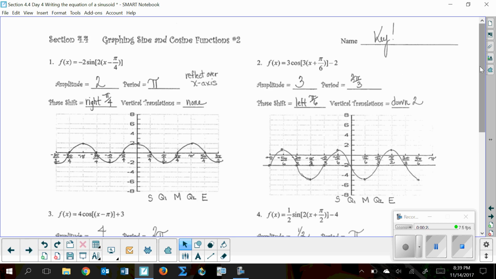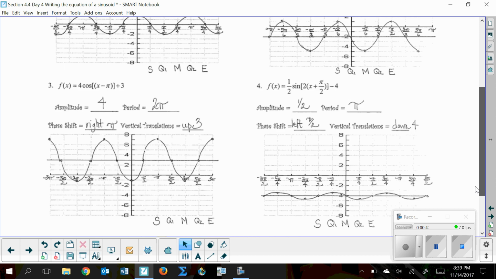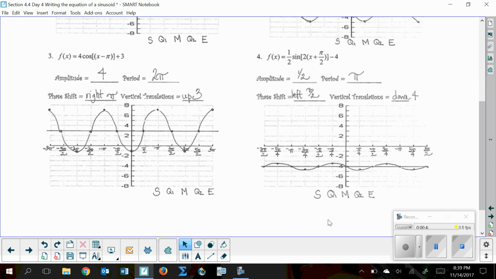Here are the answers for 1 and 2. Pause as you need, and notice at the bottom that when Ms. Caldwell made this key, she called it the start, quarter 1, the middle, quarter 2, or quartile 2, and then the end. Pretty sure that's what she meant by those. So then here's graphs 3 and 4.